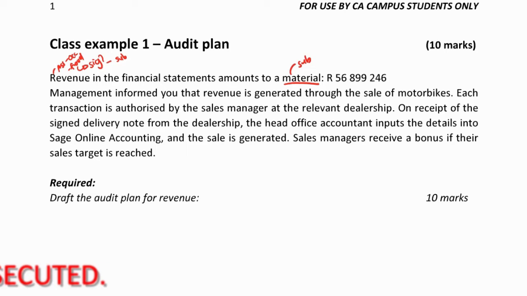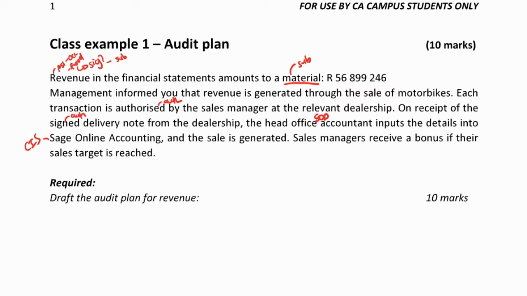substantive procedures. Management informed you that revenue is generated through the sale of motorbikes. Each transaction is authorized by the sales manager, so I've got an authorization control at the relevant dealership. On receipt of the signed delivery note from the dealership, so they've got a signed delivery note, authorization, the head office accountant inputs the details into Sage Online Accounting. So they use a computer information system. I've also got segregation of duties now because it's the head office accountant who inputs the details.